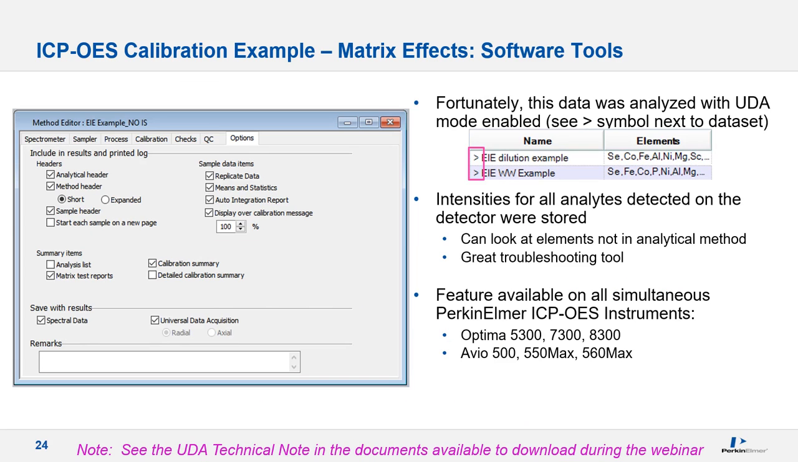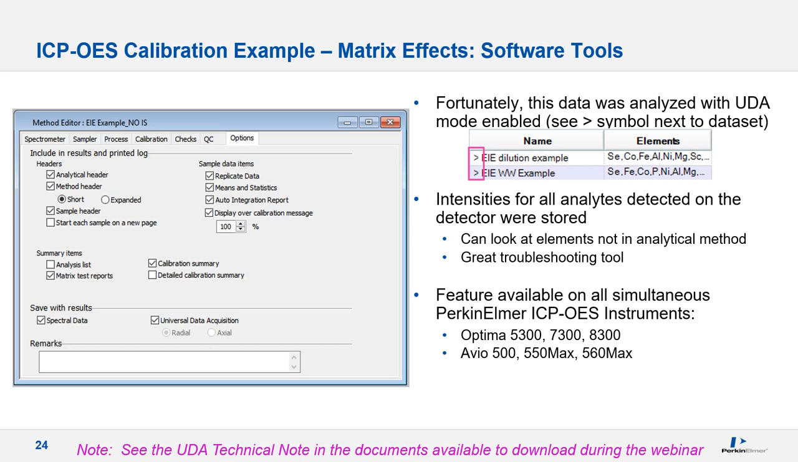So it's probably a matrix interference causing these problems, but the question is, what is causing it? Our concentrations of the elements we measured in those samples aren't that high. Fortunately, this data was collected with Universal Data Acquisition, or UDA, turned on. UDA stores the intensities for all the analytical wavelengths on the detector so that you can re-interrogate the data later.